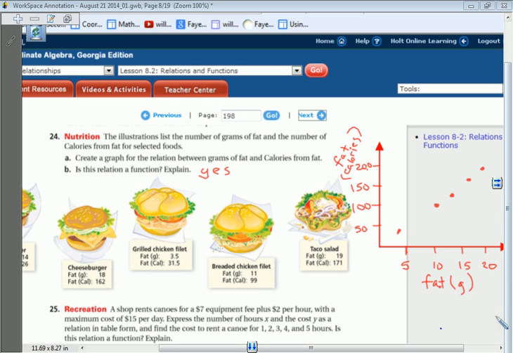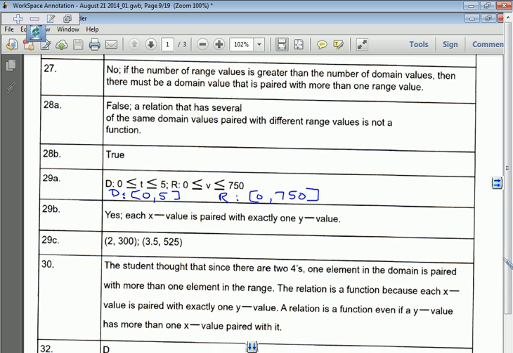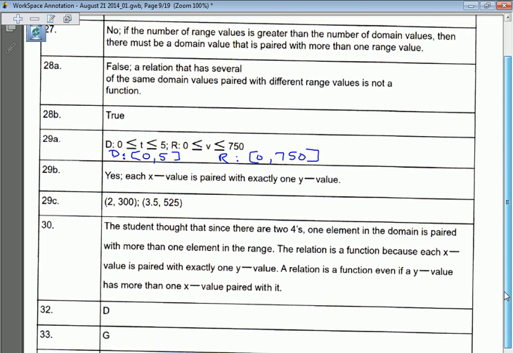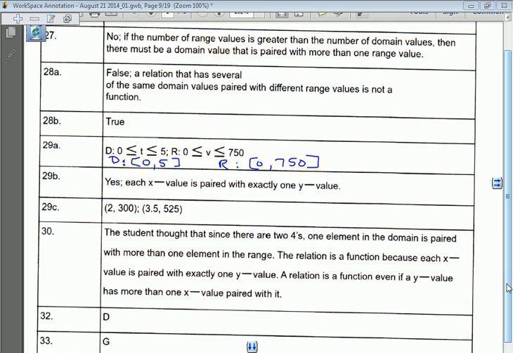24. Is this a function? Yes. I graphed it. It passed the vertical line test. Crazy looking, but eh. Okay. All right. Just check these. Start with 27.